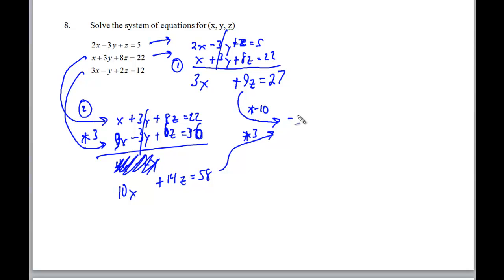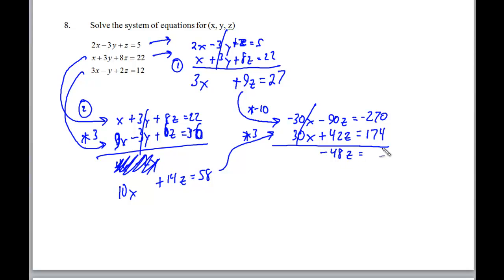So this is going to give me negative 30x. This is going to give me negative 90z. And this is going to give me negative 270. Now down below here, multiplying by 3, this is going to give me 30x. That's why I chose them, so the x's would simplify to 0. This gives me a positive 42z, and this is going to give me a positive 174. Thank goodness for calculators, right? These get simplified. This makes a negative 48z, and this makes a positive 96.